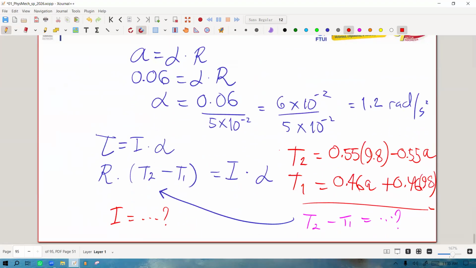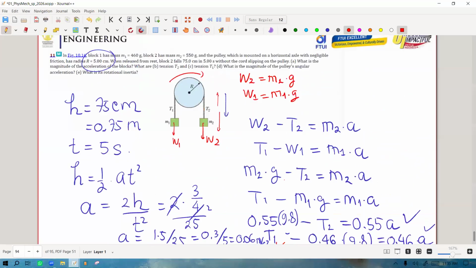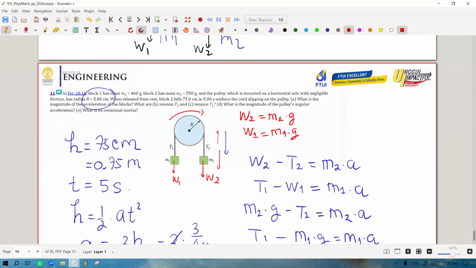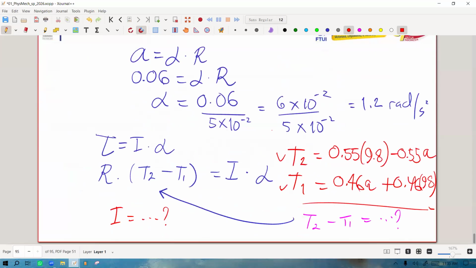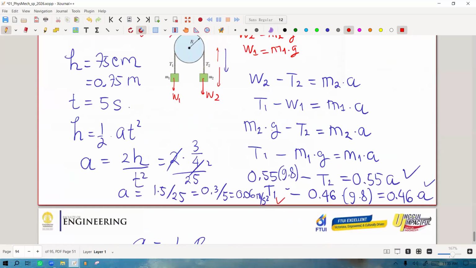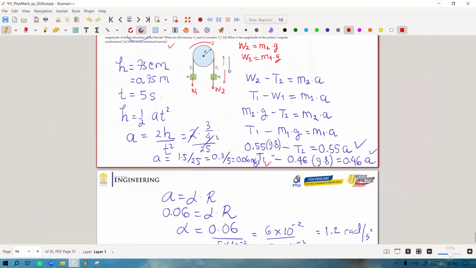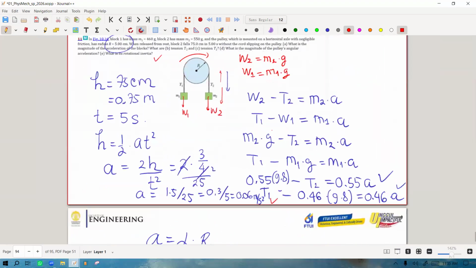I think you can calculate this one first. It's okay, no need to calculate the inertia first. Then what is the magnitude of the angular acceleration? Okay, so you will get the inertia. Then fine. Okay, so we can calculate it by this equation.